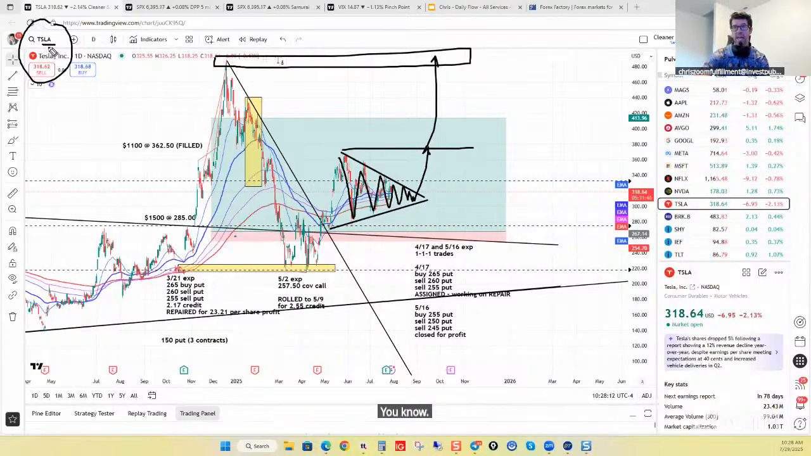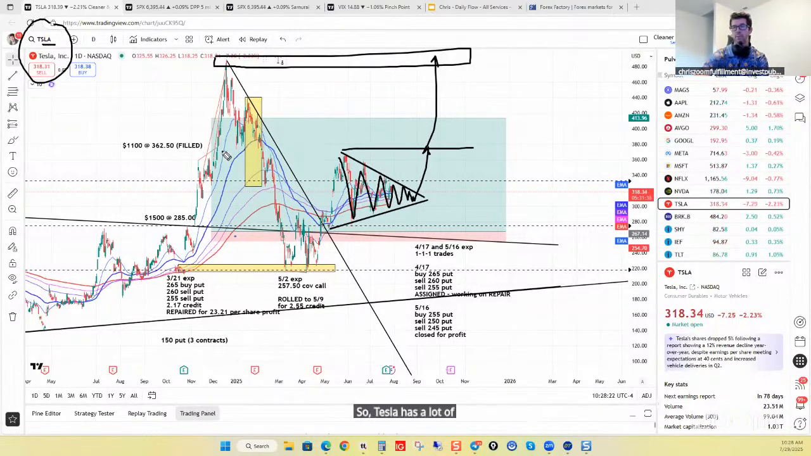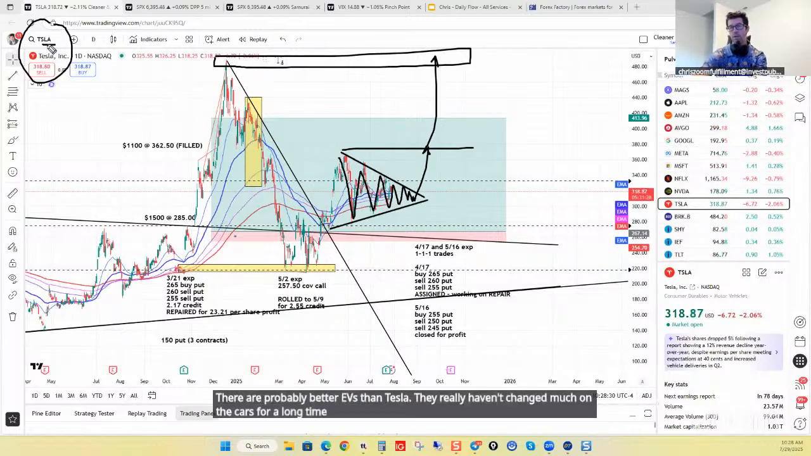But there's demand. I think that it's just not the only EV in town anymore. China is heavily competing in the EV space right now, with way more sales. And obviously, when they make something and they want to run it with their own markets, they don't care about American companies. So Tesla has a lot of competition. And I think we could argue that there are probably better EVs than Tesla. They really haven't changed much on the cars for a long time outside of their computer updates. But anyway, I still like the stock.